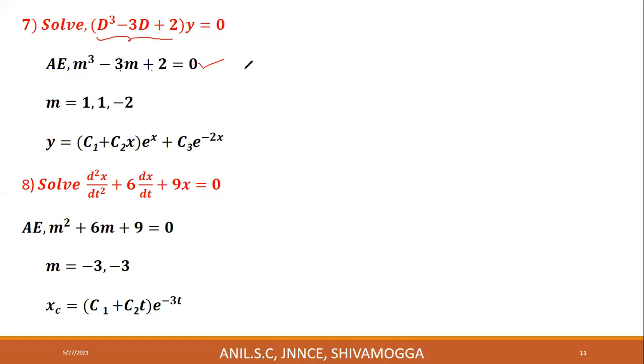First, by inspection, find a root of this equation. Put m is equal to 1 first. If we get left hand side equal to right hand side, then m is equal to 1 is a root. 1 cube is 1, minus 3 into 1 is minus 3, plus 2 equal to 0. Clearly we get 0 is equal to 0. Therefore, m is equal to 1 is a root of this equation. This is by the inspection method.